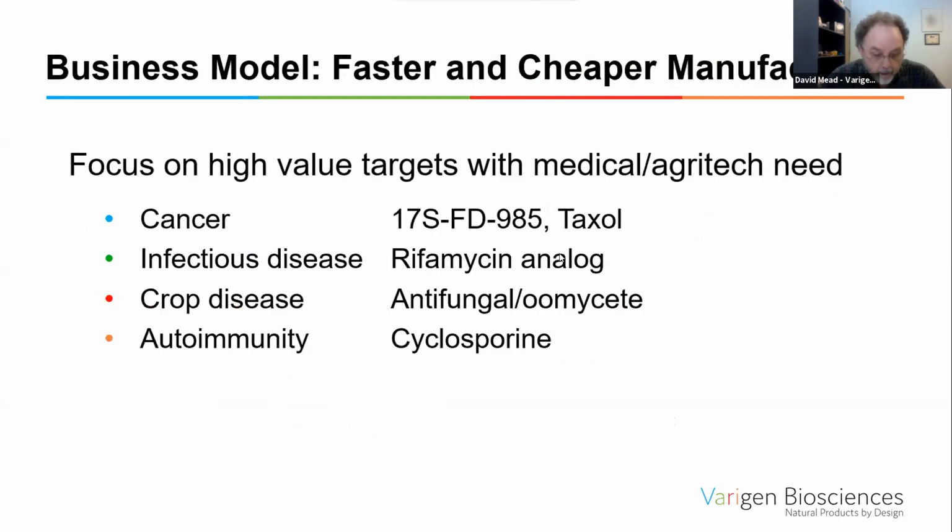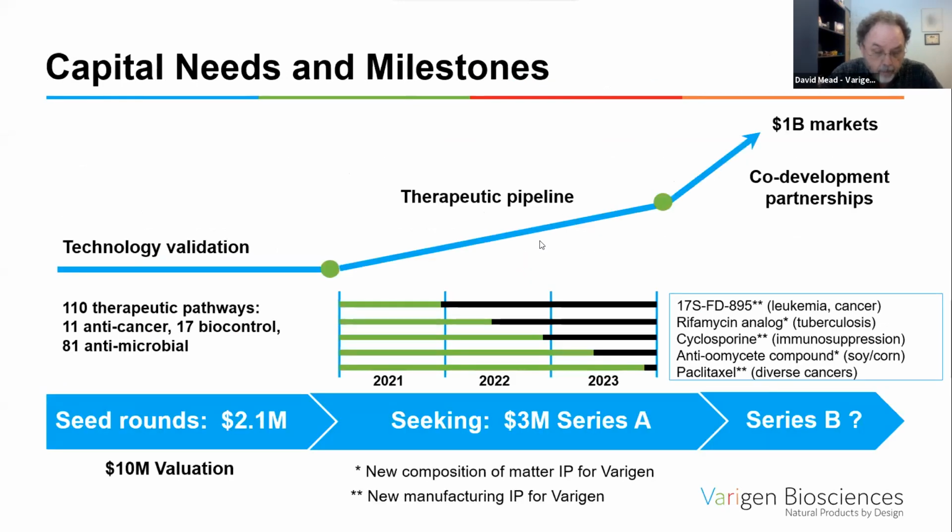So our business model, the path to very large returns, is through the development of our own internal assets, faster and cheaper manufacturing of some of these compounds, which is what the ask is all about. We are seeking $3 million in new investments, and the funds will be used to advance a novel AML therapeutic compound, to overproduce existing complex natural products such as cyclosporin and Taxol, and to overproduce a new variant of rifamycin for tuberculosis and a new compound to treat crop pathogens. Success in these efforts will further validate our technology platform and position us for strategic collaborations.